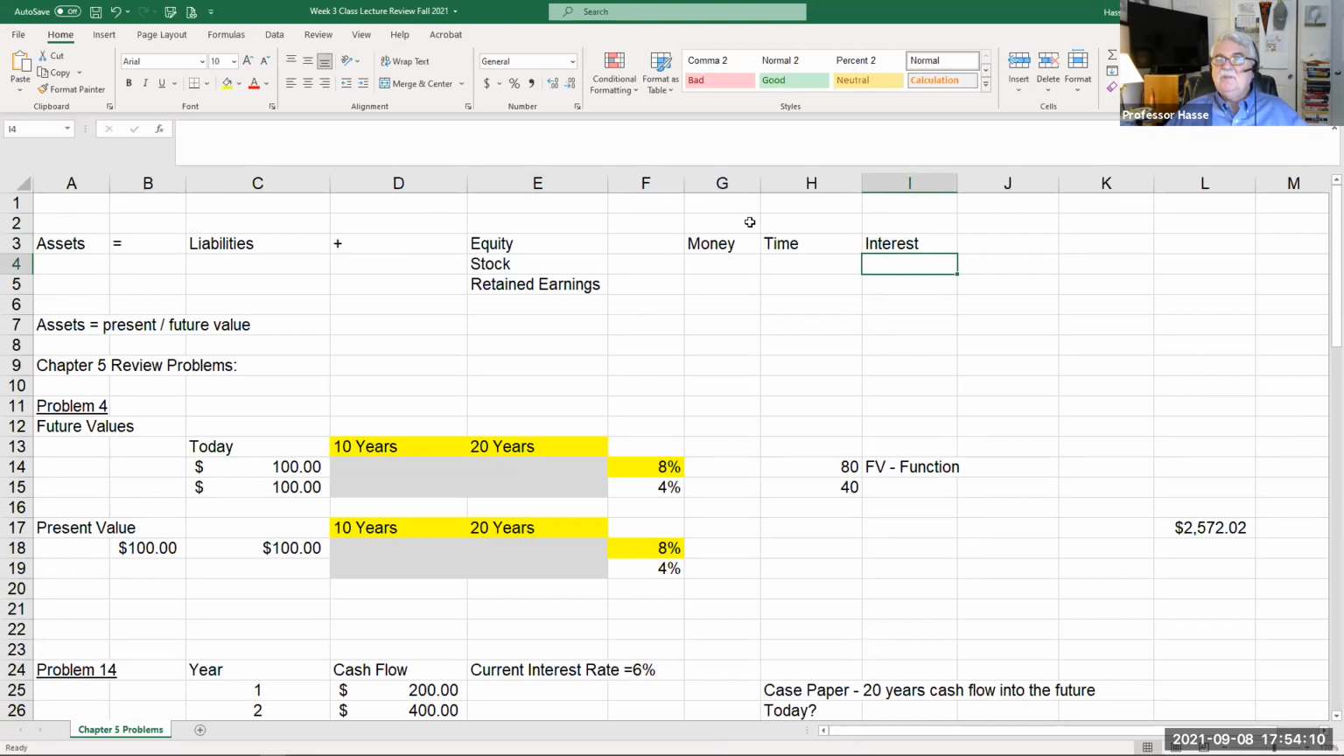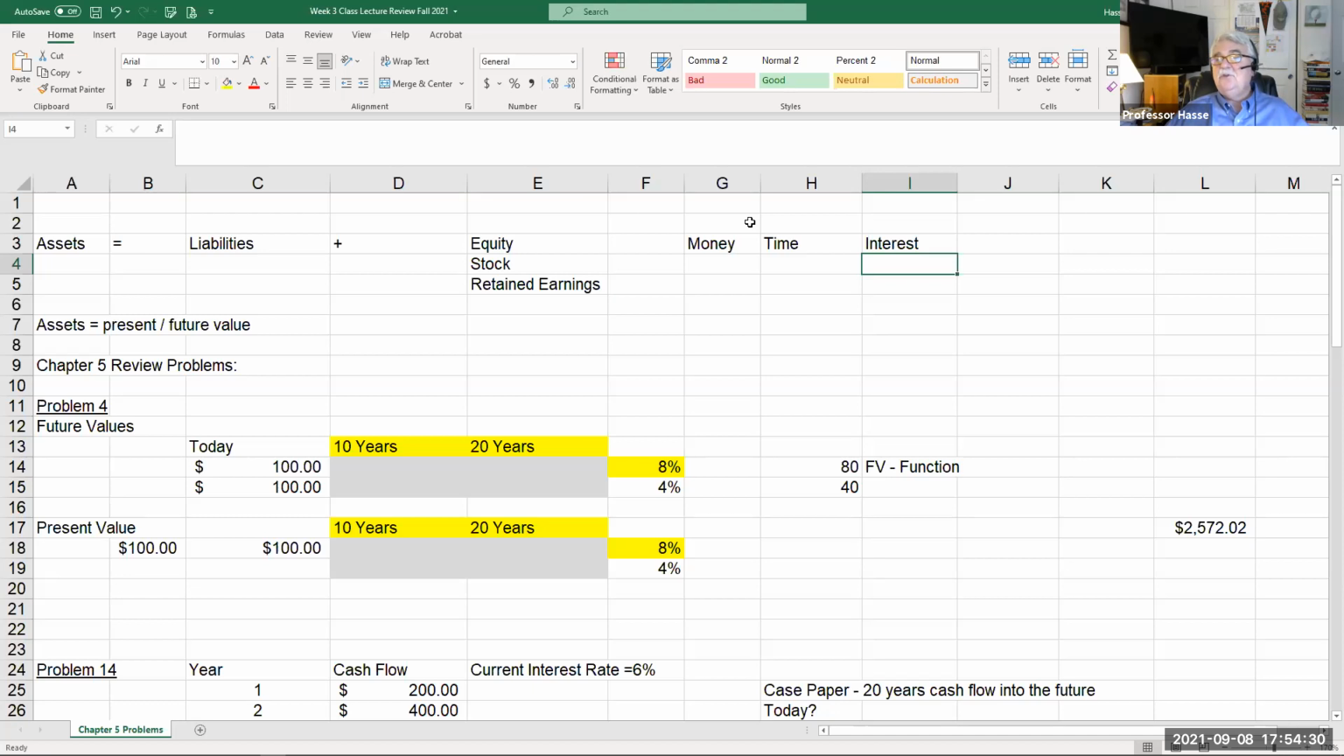The time: what time period are you looking at? 30 days, 1 year, 30 years? That's important too. And then what is the interest involved? If you're borrowing money, what is the interest cost? If you're investing money, what is the interest return?